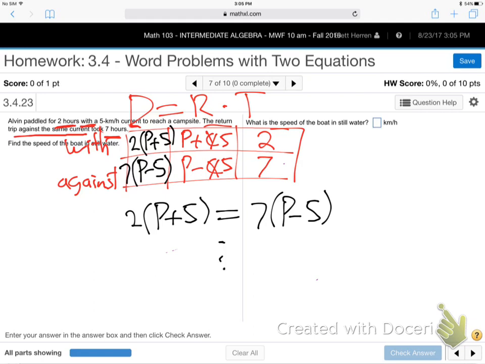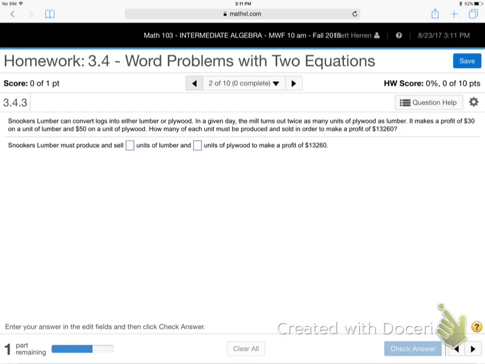Can I take 1 minute and set up one of those other tricky ones and then let you go? So is that good? Everybody see that? I want to set up one of those other ones that can trick you and let you go. So I'll leave that one. They put it at number 2. So number 2. Snooker's lumber, blah, blah, blah.